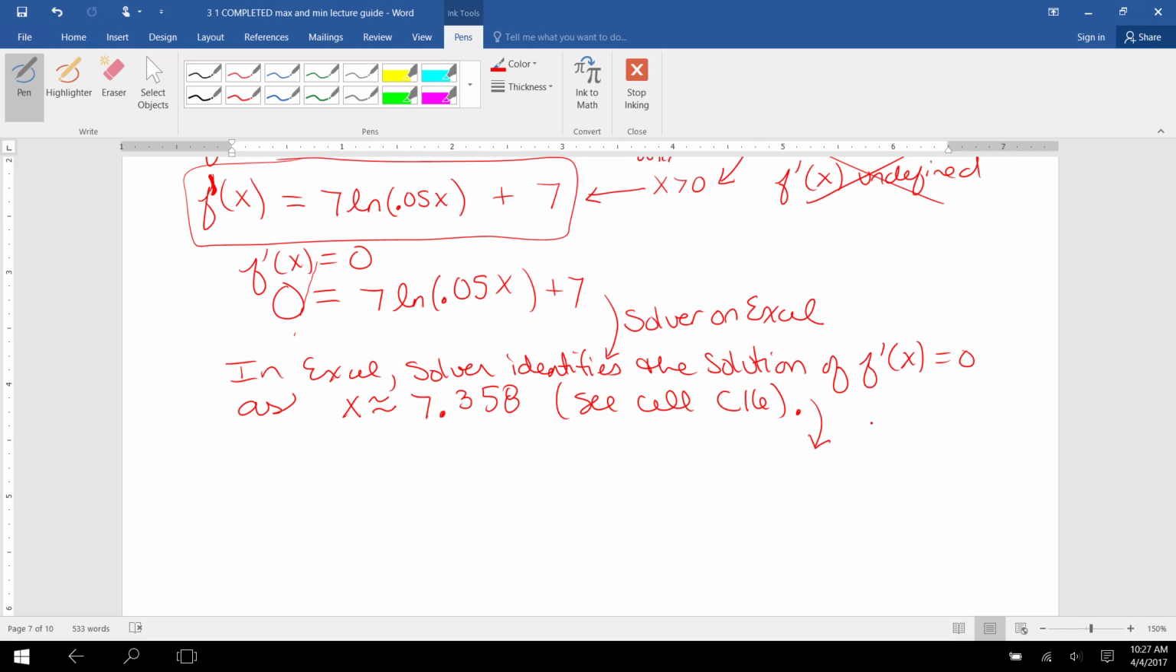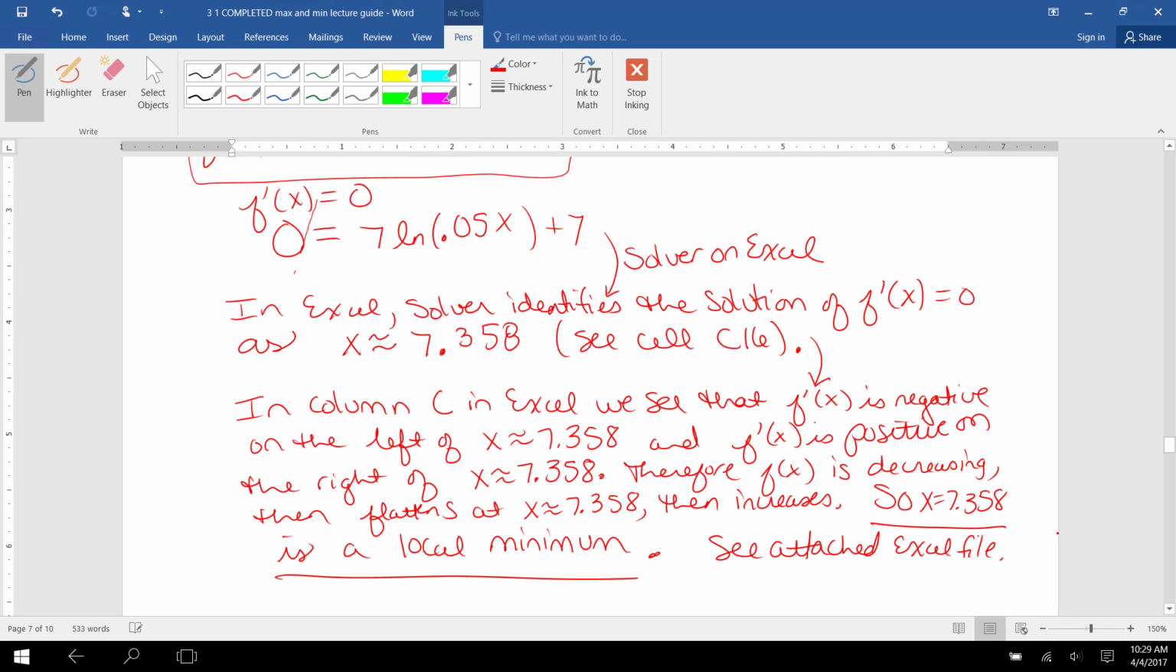We know it's a local minimum because on the left side of that critical point, f prime was negative. On the right side of that critical point, f prime was positive. Therefore, we can conclude f was decreasing, then flat, then increasing, so it's a local minimum. And we can see all that in column C. So this is the sort of explanation you would need to give and also attach your Excel file so that someone could look at that and see the argument being made for this being a local minimum.